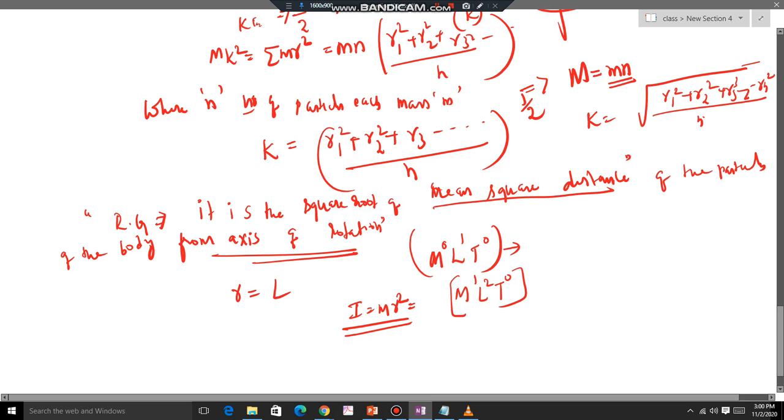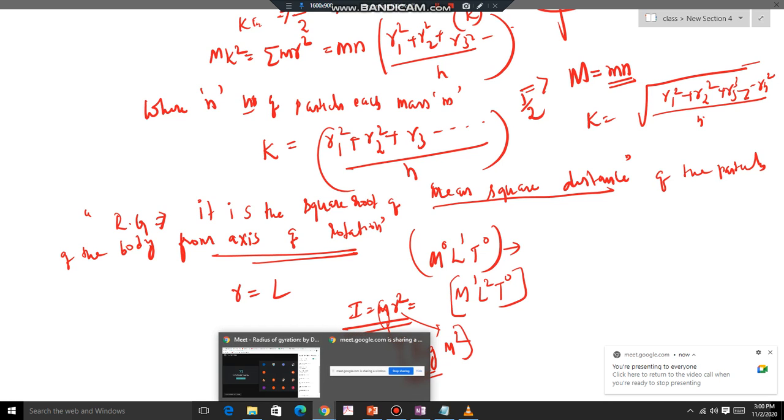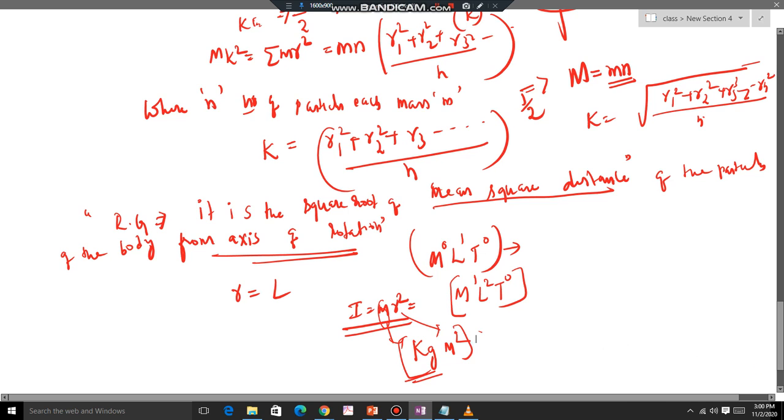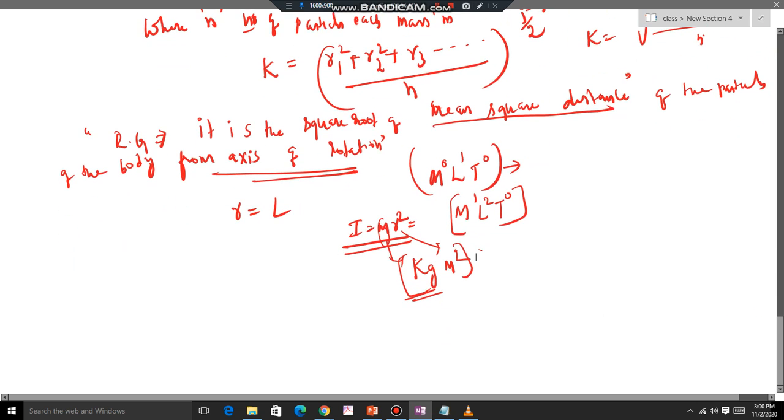So for moment of inertia, the unit is kg, because mass is expressed in kg and the radius is expressed in meter square. So the moment of inertia SI unit is kg meter square.